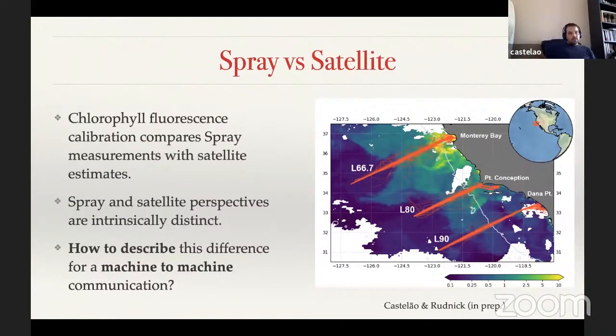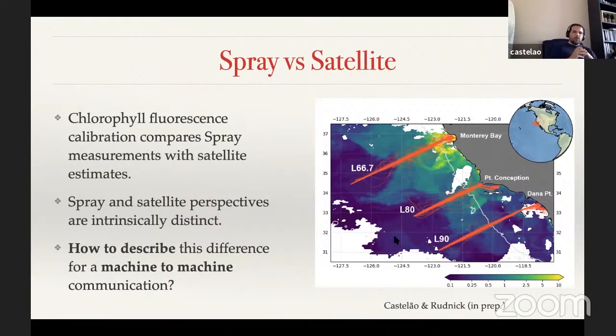Okay, so since this is the interoperability group discussion, I'd like to raise a question and actually ask for advice from the community. One of the problems that I deal with is the calibration of the chlorophyll estimated from Spray. Here on this figure, we have the same sections of Spray, and the contour is the MODIS Aqua estimate of chlorophyll. And I used the satellite to calibrate the Spray.